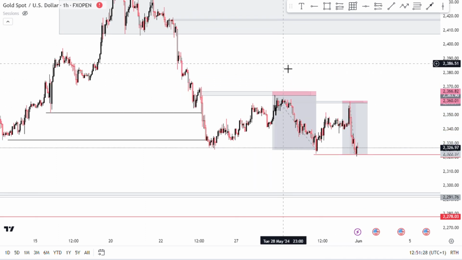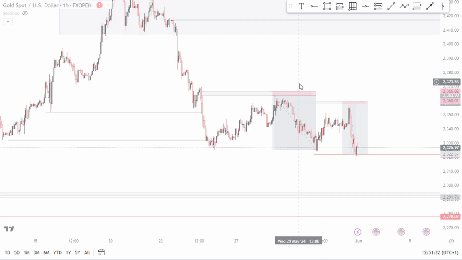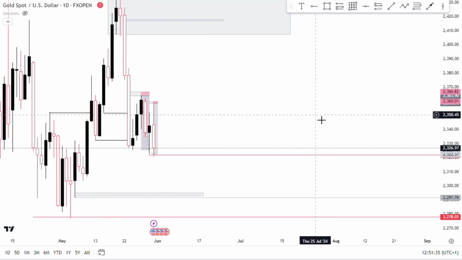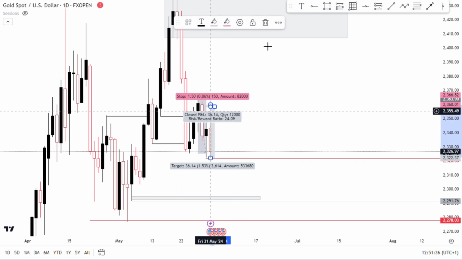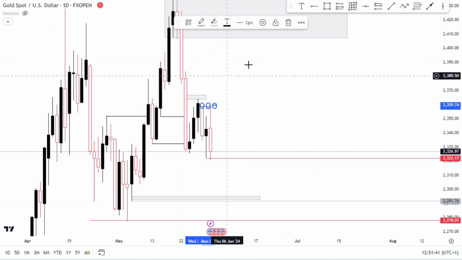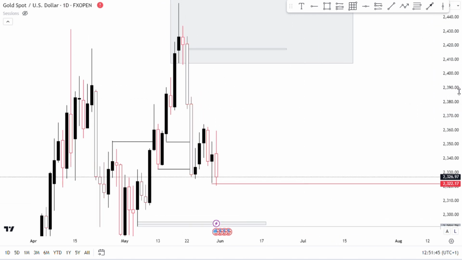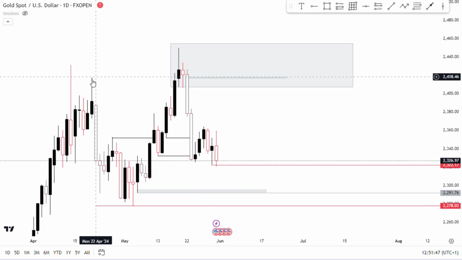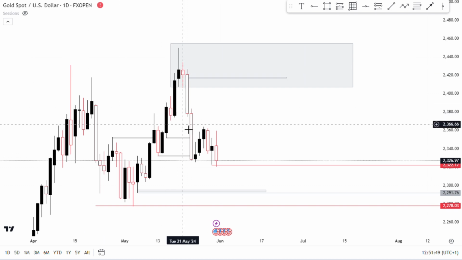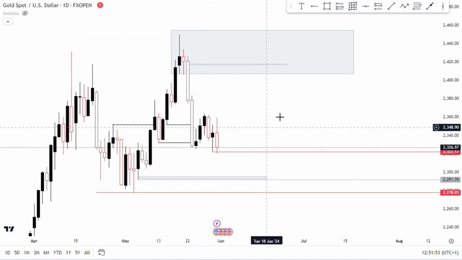This is the 1 hour time frame, so let's go to the daily time frame. Let me delete all this setup. So on the daily time frame, I did an analysis here. Even though price ended up going against us, showing that right now we have a break of structure. The price is going in a bearish direction.